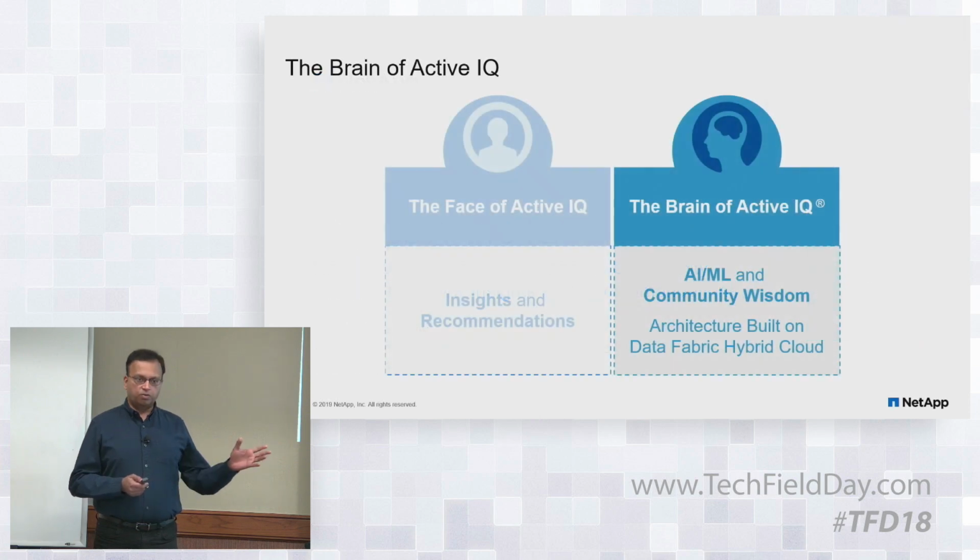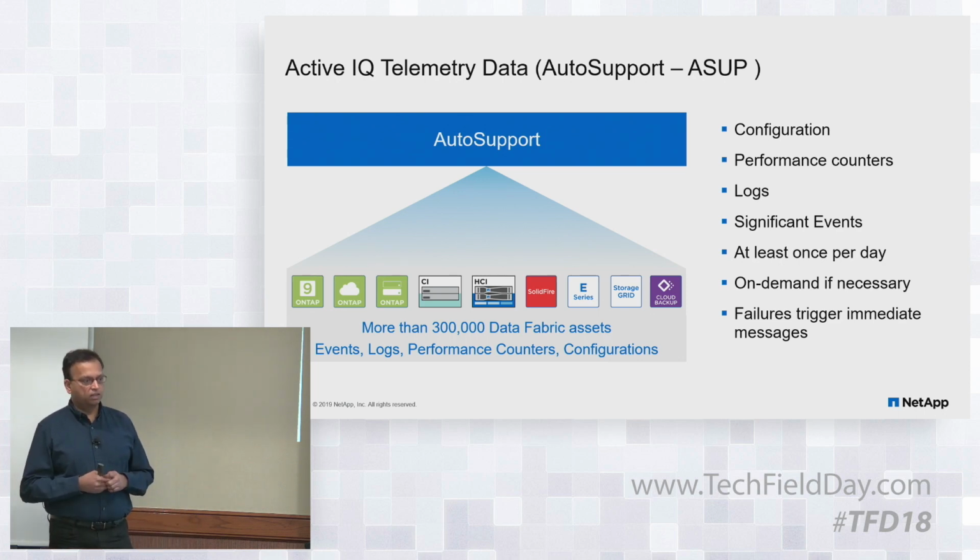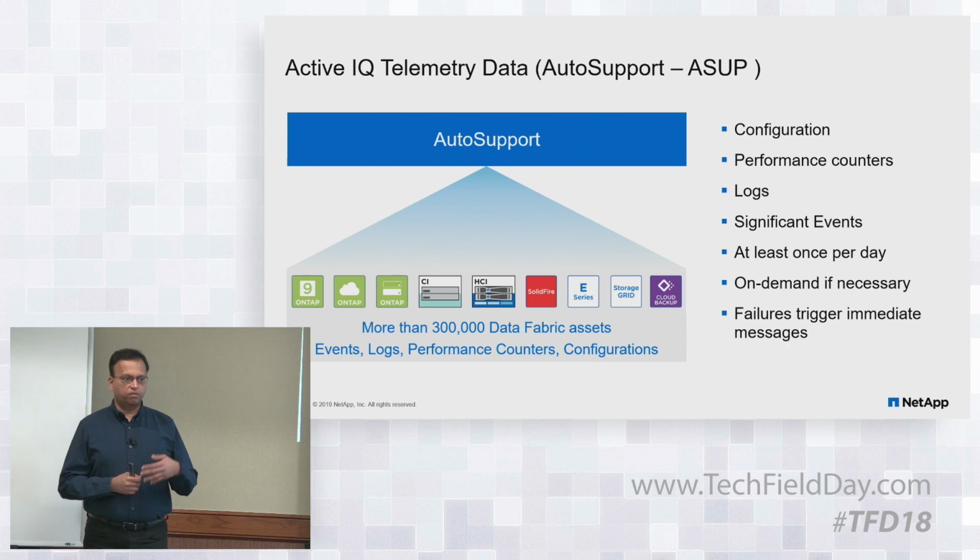So this is the portion that we call the brain of ActiveIQ, right? It's what happens behind the scenes. So as Marty said, we've been getting telemetry data actually for the last 2 decades at least. And we've been doing some sort of predictive analytics for a very long time. I think we were one of the very early companies that had models to predict when a disk drive is going to go bad and then proactively replace that, right?